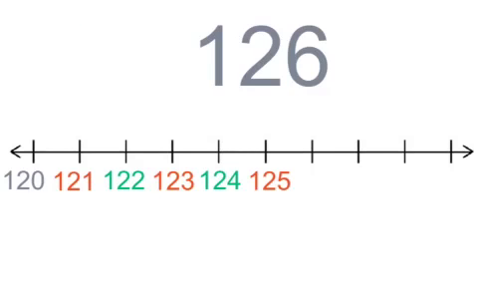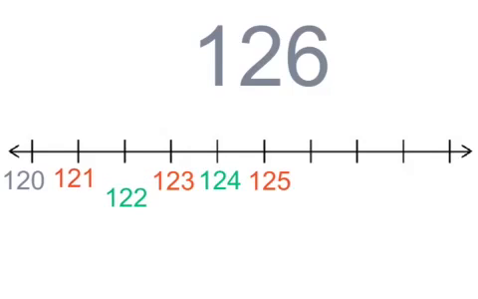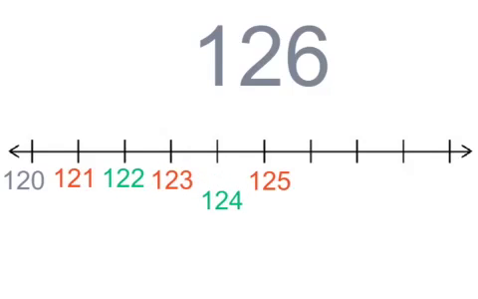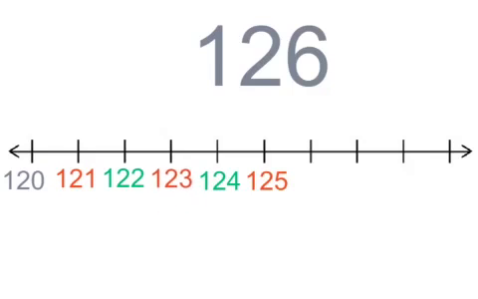Here is our number line. We have 120, 121, 122, 123, 124, and 125. Today, we need to write 126. I've made all the odd numbers red. That means those numbers are not numbers that you can share fairly.